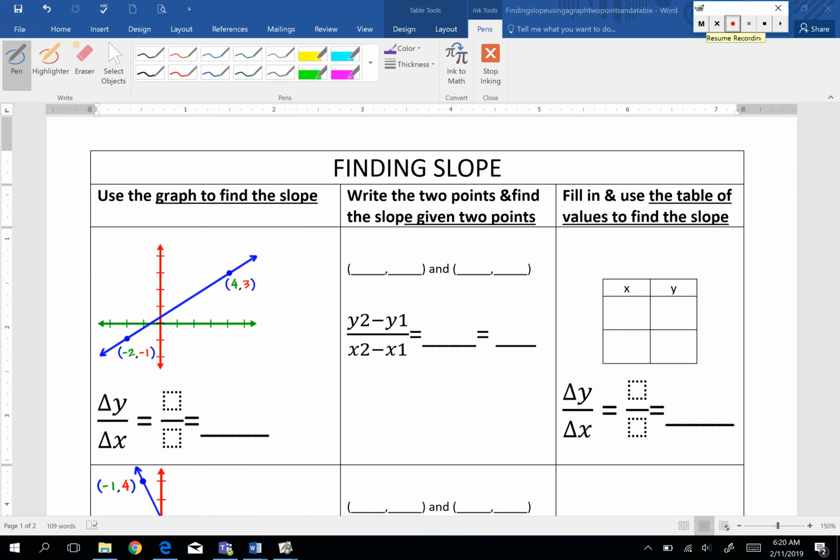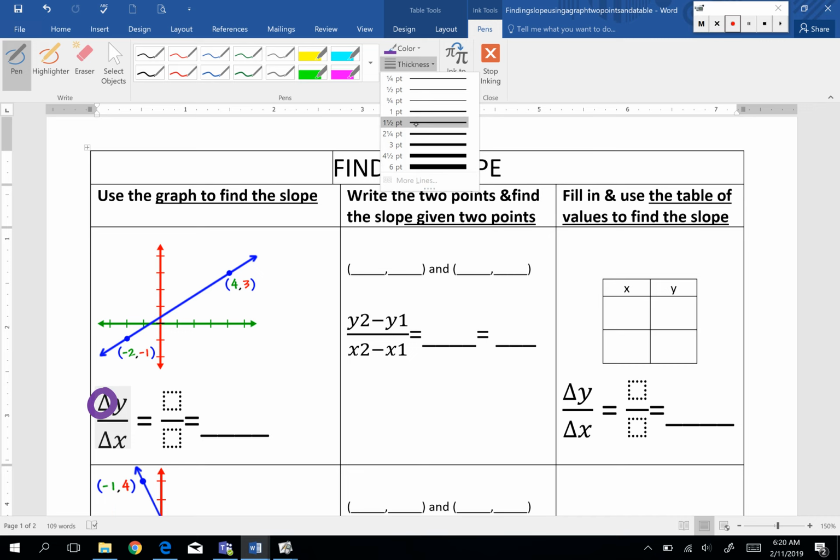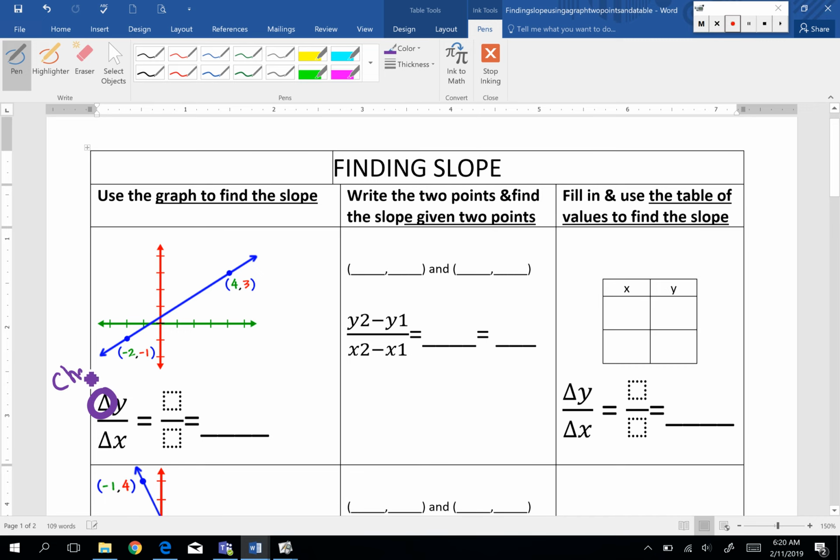And I want to go through the first one with you, and then you're going to get a chance to try each row, and then I will go through the explanation for each row after you get a chance to try it. So in our first box, we're given a line. So we need to find, remember that delta, that triangle means change. So we need to find the change in y.